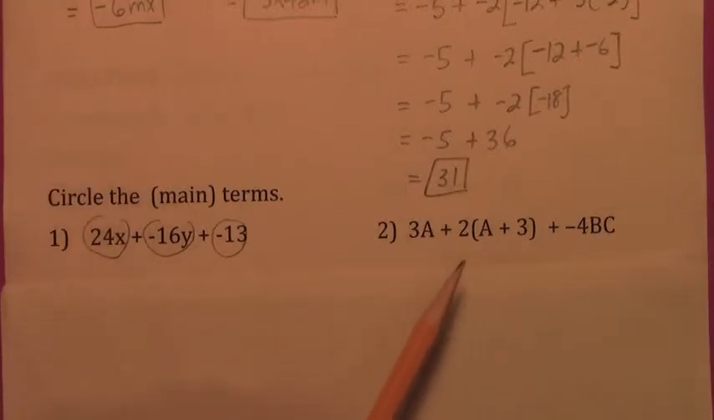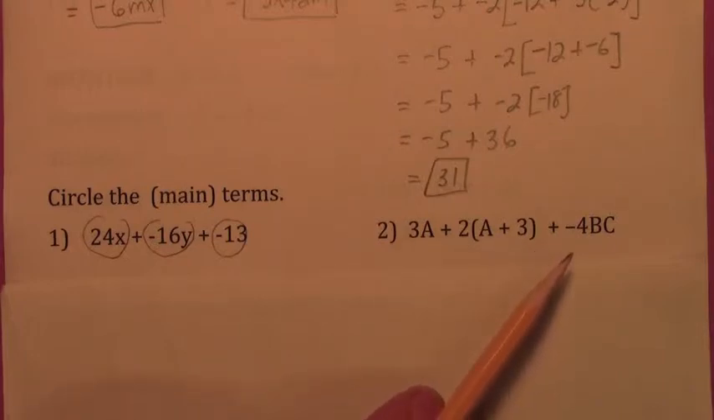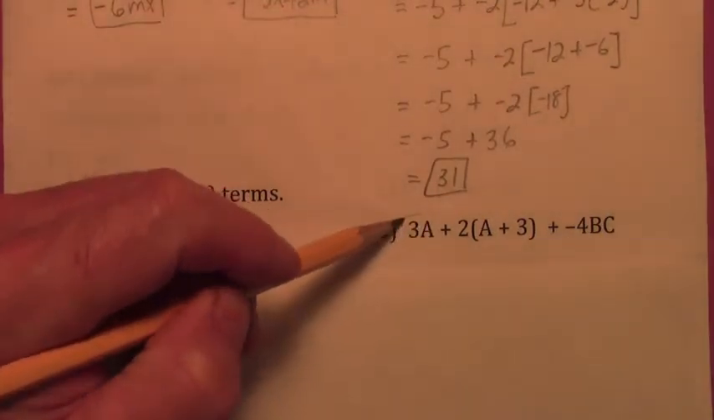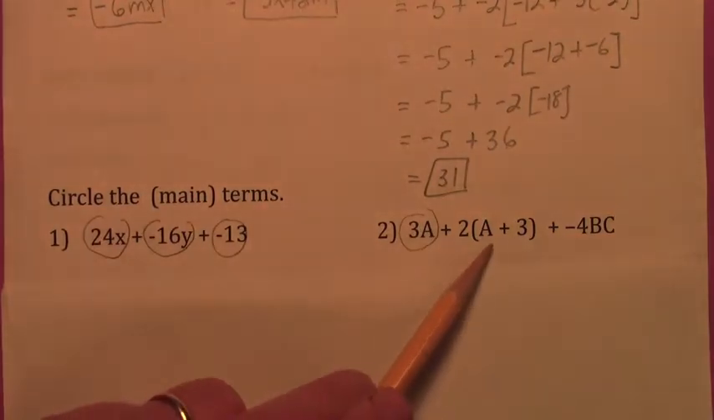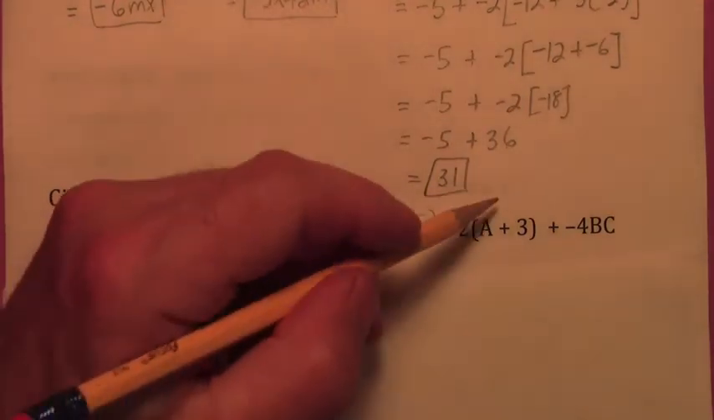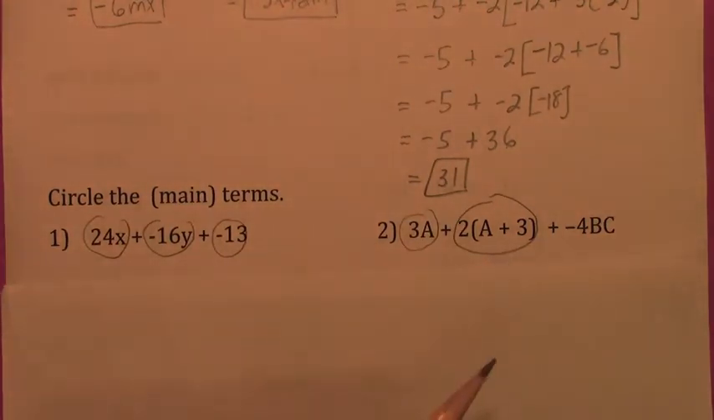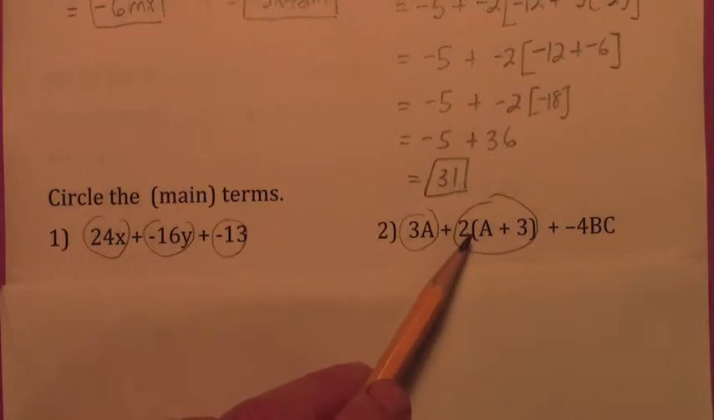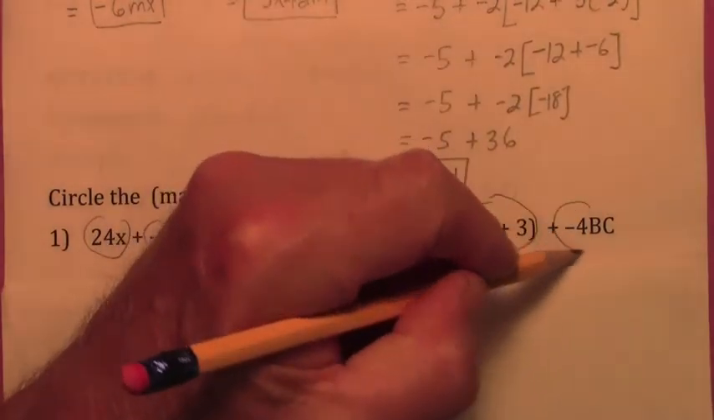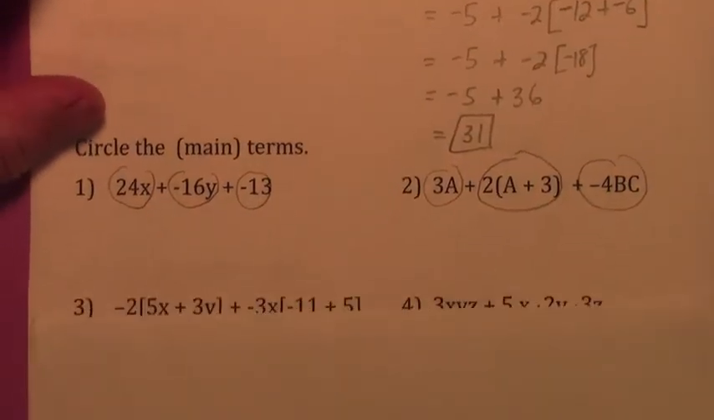Here, read it back. 3a plus 2 times the quantity a plus 3 plus negative 4bc. They don't want you to simplify it. They just want you to circle the main terms. 3a is a term. Since everything is being multiplied, this whole thing is one term, okay? Even though you have an addition within the term, we still call this one term because the major operation is a multiplication. And this would be the third term. So this one also has 3 terms.